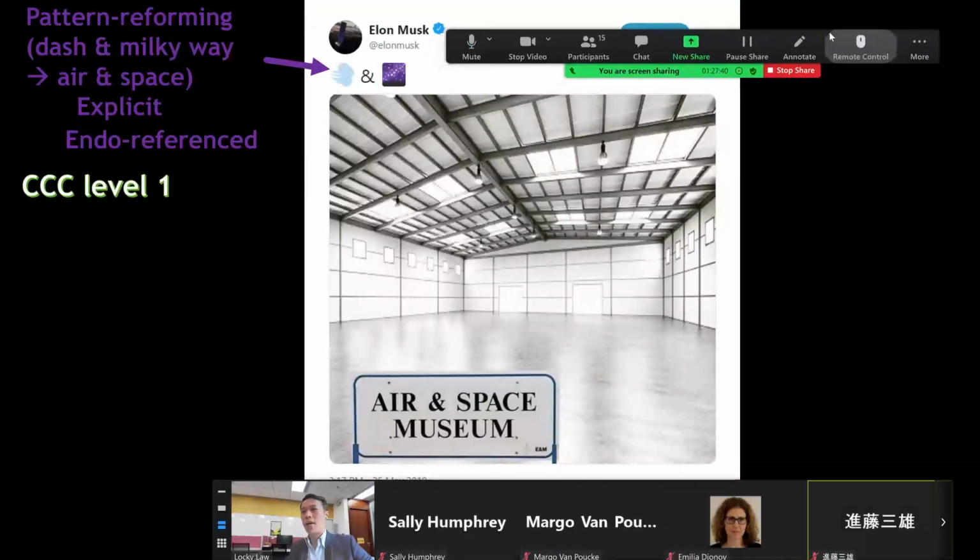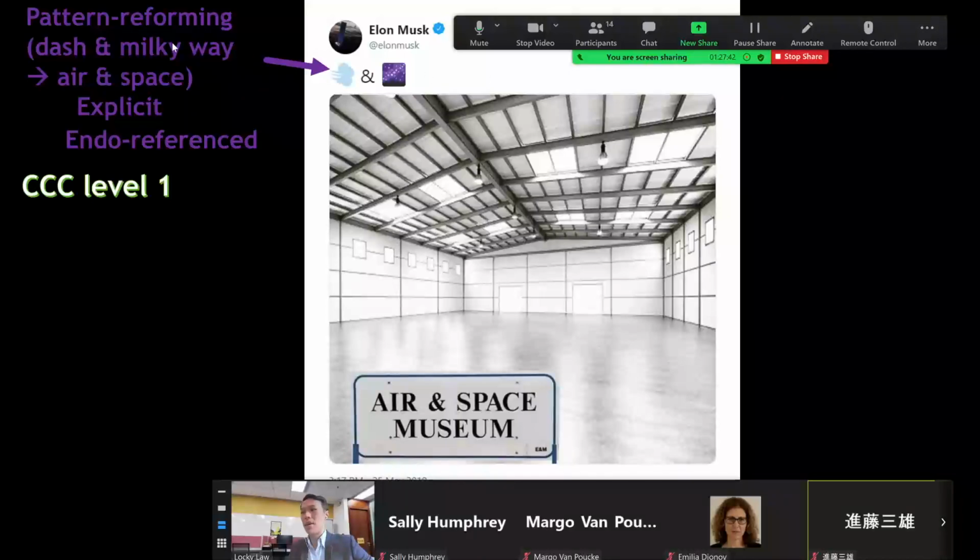Well, if we analyze it, we see that this is pattern reforming creativity. Why? Because that first emoji is actually a dash, and the second one, a colorful purple dot, is called a Milky Way emoji. So if you search for it, you have to search for dash and Milky Way. That reforms the meaning of the emoji, because he's not talking about dashing, he's not talking about the Milky Way, he's talking about air and space.